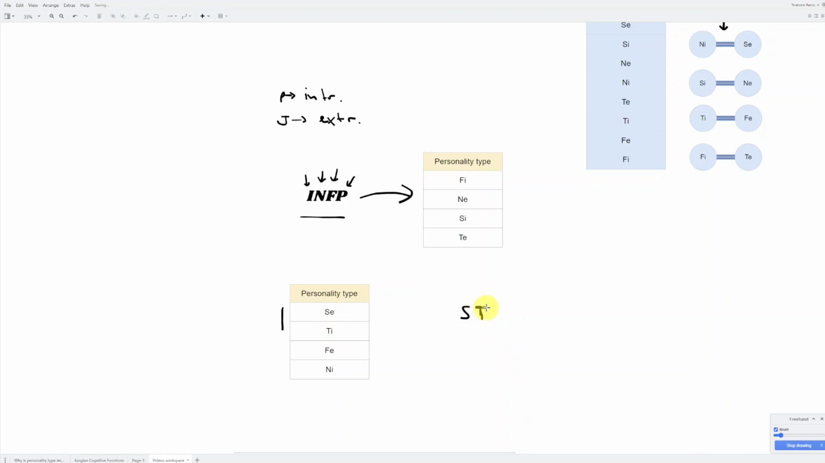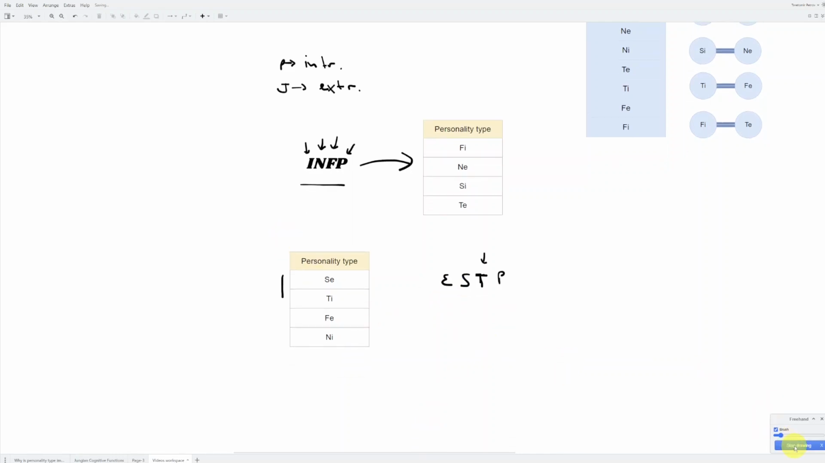And now, if you want to know if at the end we have P or J, you have to look at the orientation of this function here. So this function is introverted. You know that introverted means P. So here we have P, and the whole type is extroverted, since the first function is extroverted, which means that this is the ESTP.